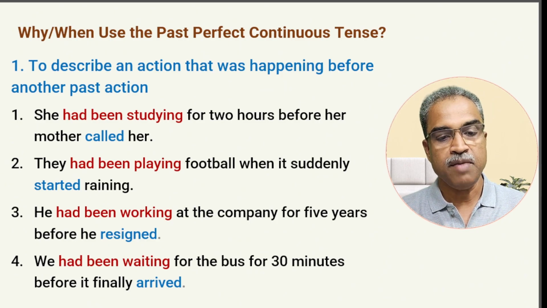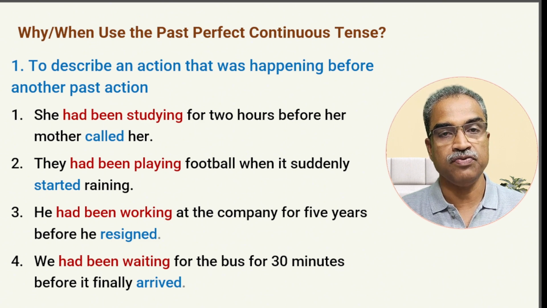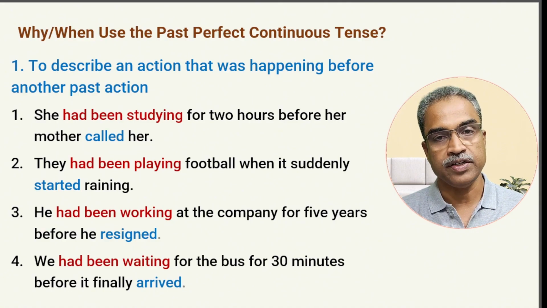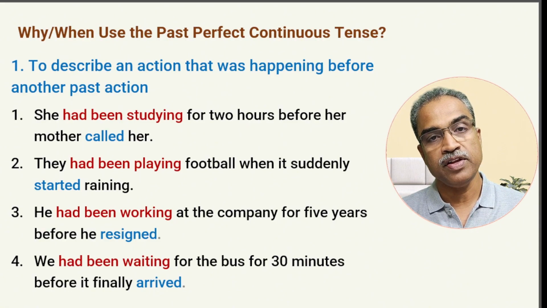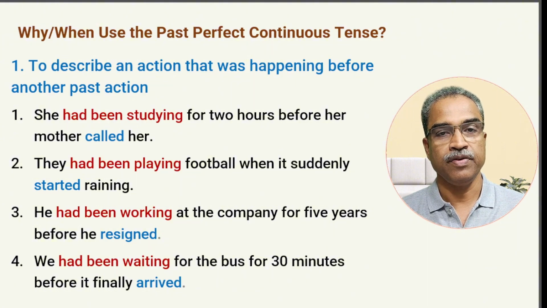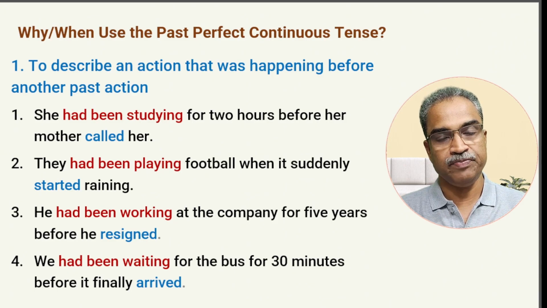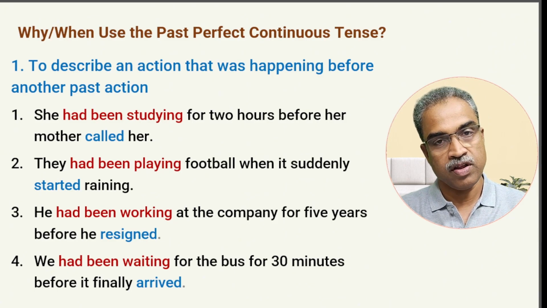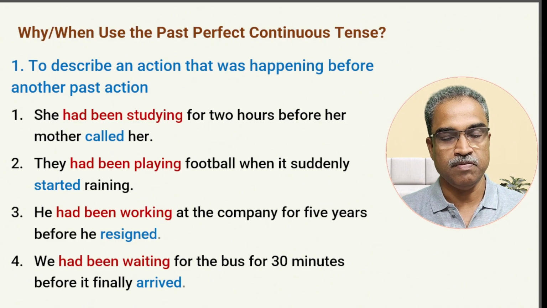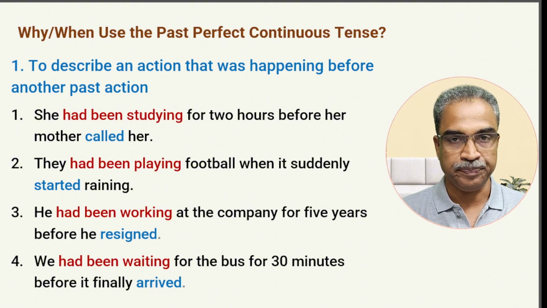Next one, he had been working at the company for 5 years before he resigned. So he resigned maybe last year. Before he resigned, he had completed 5 years of working at the company. So resignation is just one action. But working did not happen for just one moment. For a long duration it took place in the past before he resigned. So in such situations we use past perfect continuous tense.